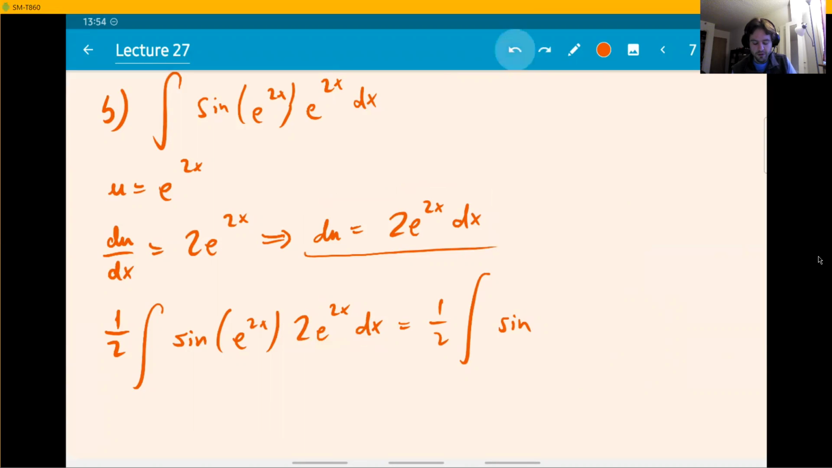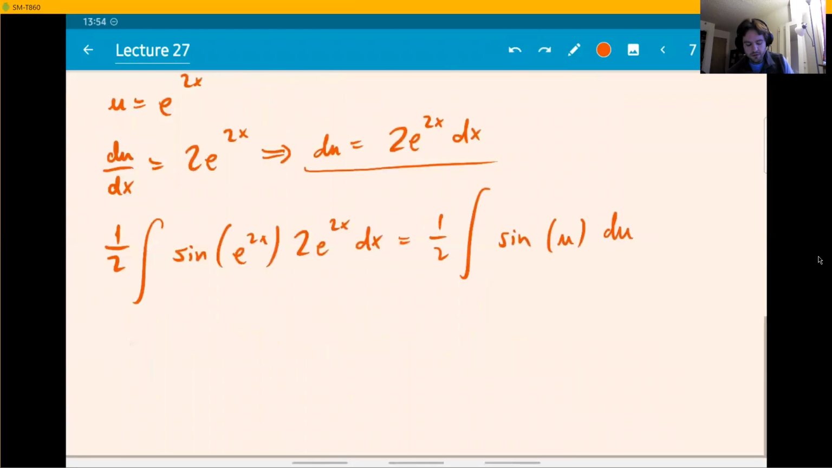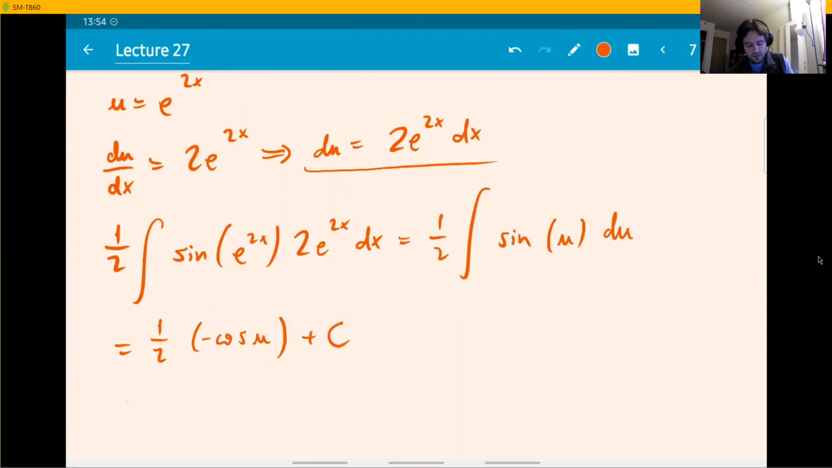So you have to understand where each term comes from, what is the role for each term in your substitution. This is the one that we're going to replace with u, and this entire expression gets replaced with du. Now, integral of sine is minus cosine. And this u was e to the 2x.